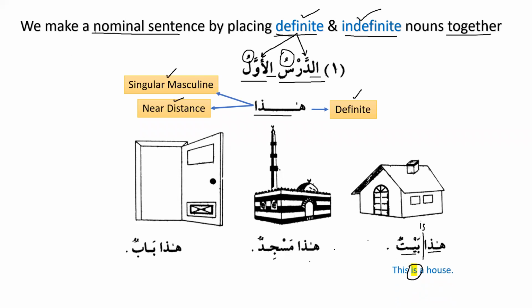Then we have hada masjidun. Again, how to read it? You will read it like this: hada is masjidun. You have to practice like this, so inshallah it will be easier. This is a masjid, and hada babun, this is a door. Now you need to know that the vocab is very important. So please write down all this vocab and try to memorize it. Vocab is very, very important.